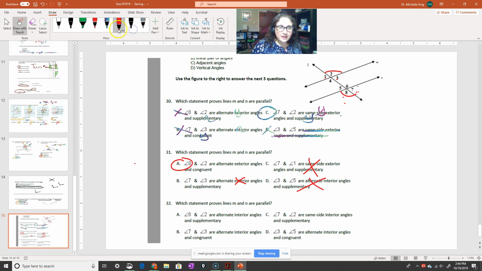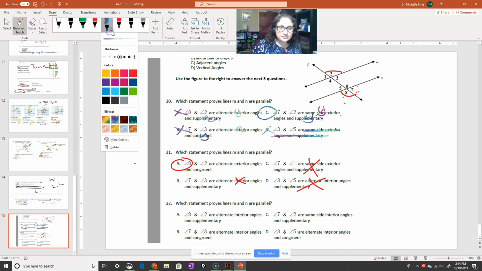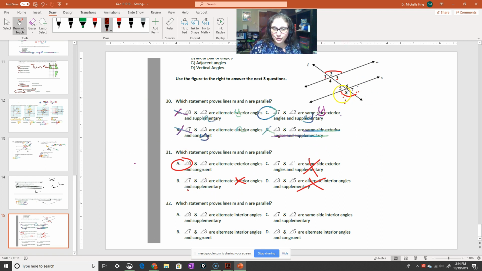And then lastly, looking at it again, 8 and 2 are alternate interior. Nope, they're alternate exterior. 7 and 3 are alternate interior. Nope, they're corresponding. 7 and 2 are same side interior. Nope, they're exterior. 3 and 5 are alternate interior angles and congruent. Okay, next one. Oh, this is a good one.